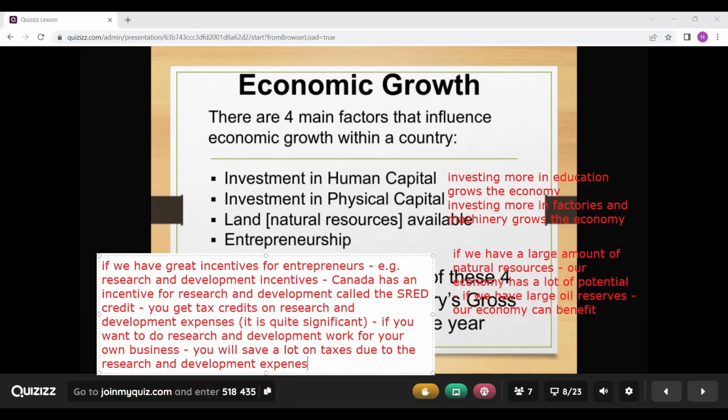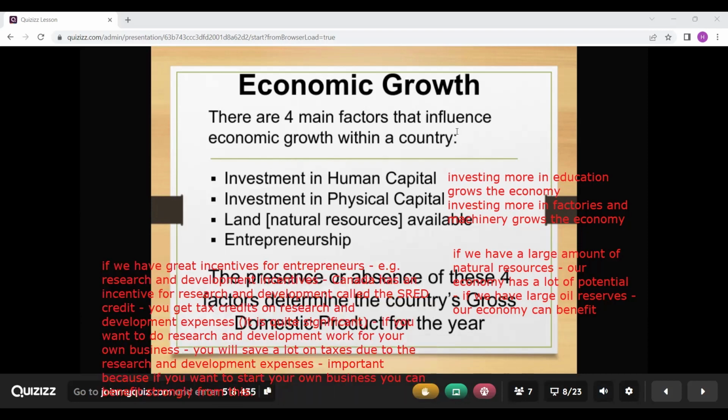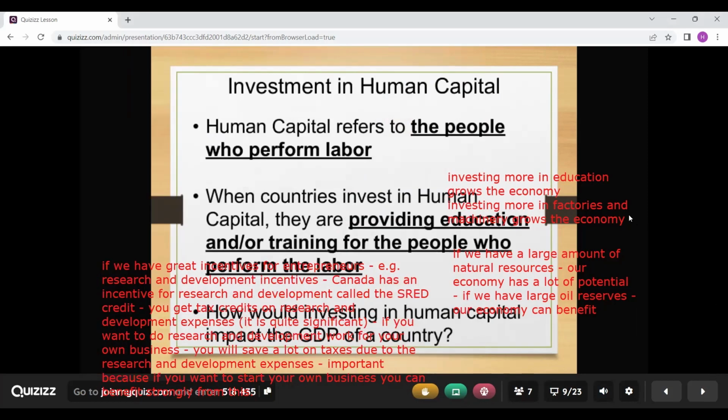That's important because if you want to start your own business, you can benefit strongly from this. Let me know if you want to learn more about the SR&ED credits. I'll play a video on that.